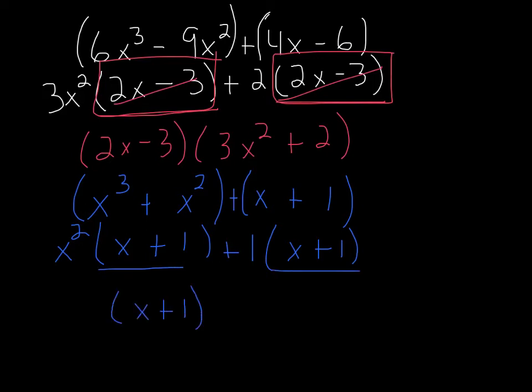So x plus 1 times x squared plus 1. And there you go, we're all done. It's a pretty simple thing. We're going to do a couple more examples here that we can keep going, and then we're all done here. So we'll just keep on moving along.